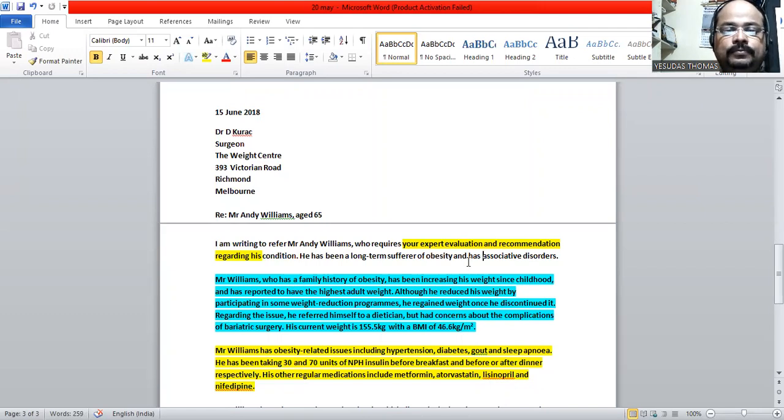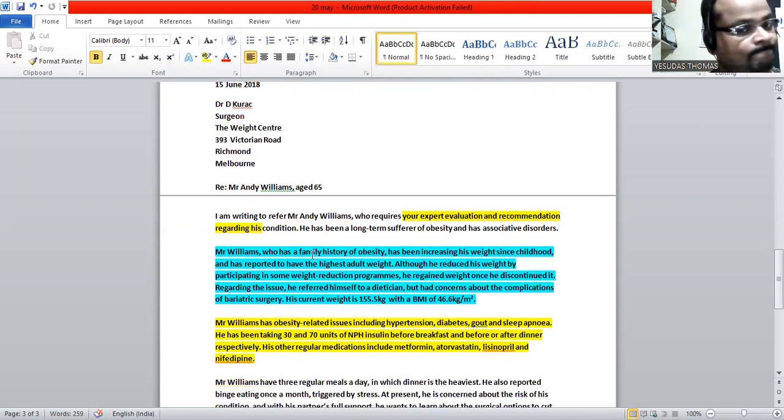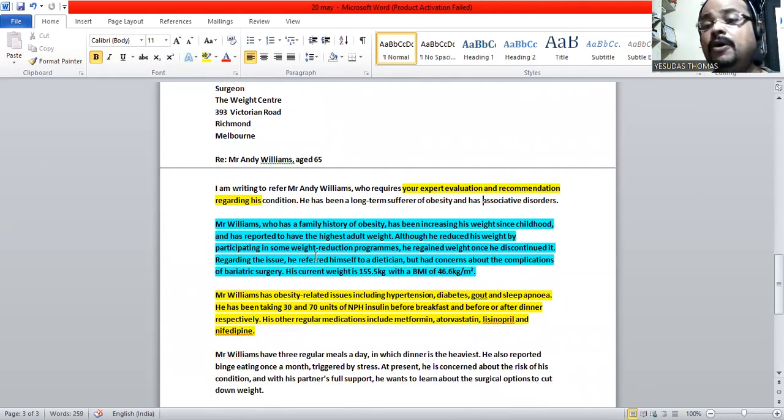A recommendation regarding his condition. His condition is mentioned in the next sentence: long-term sufferer of obesity and has associative disorders. We have not simply mentioned obesity as the problem. We have said obesity and associated problems. Associative disorders are there, like hypertension, diabetes. These are associative disorders, which we need to inform the surgeon that he also has.